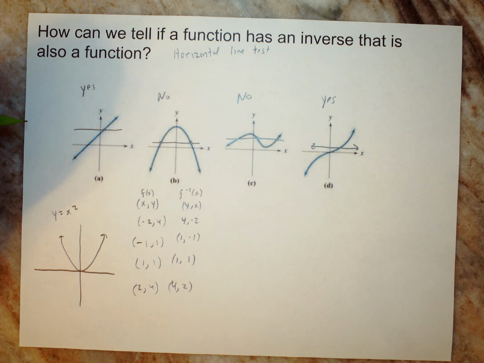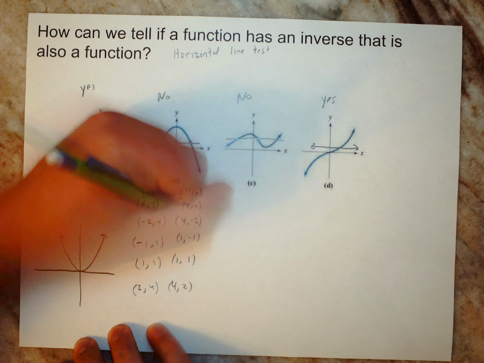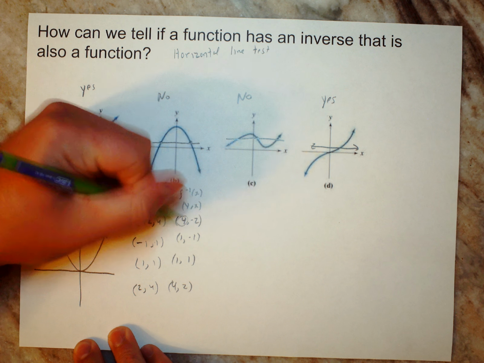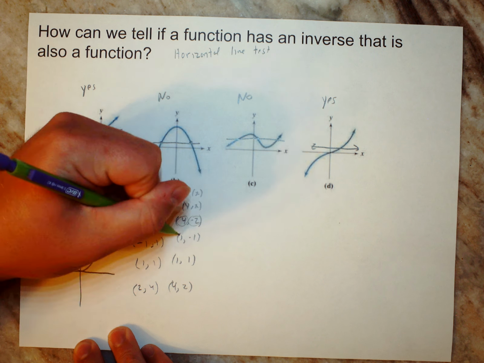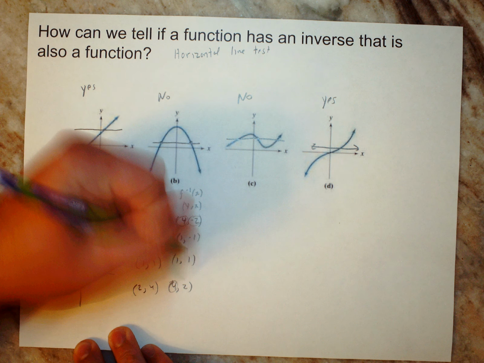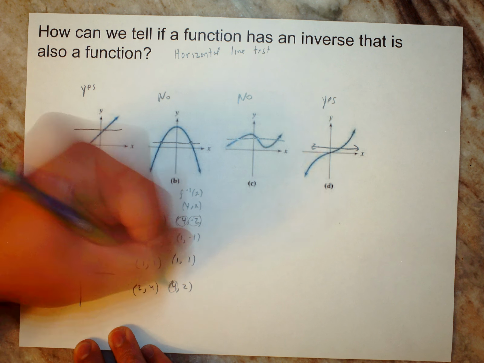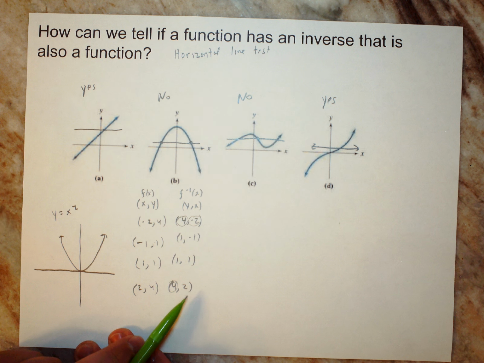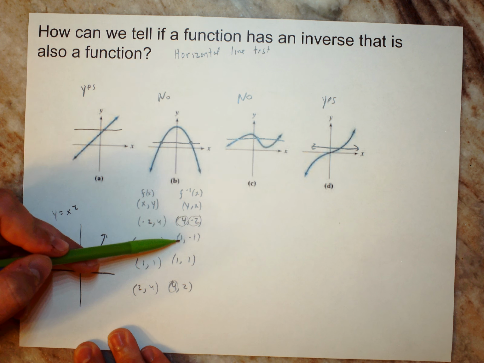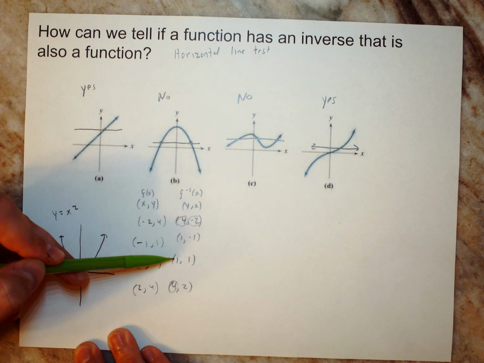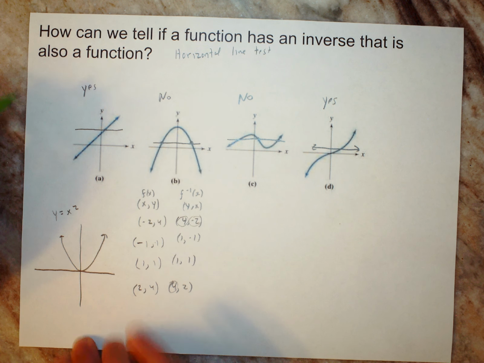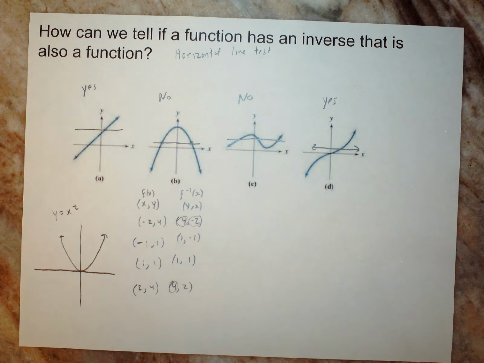Now, if you look, the inputs of 4 and 1 are associated with 2 outputs. The input here, 4, has an output of 2. This input of 4 has an output of -2. This input of 4 has an output of +2. This input of 1 has an output of -1. This input of 1 has an output of +1. And to be a function, remember that there can only be one output for each input. So this shows that the inverse is not a function.